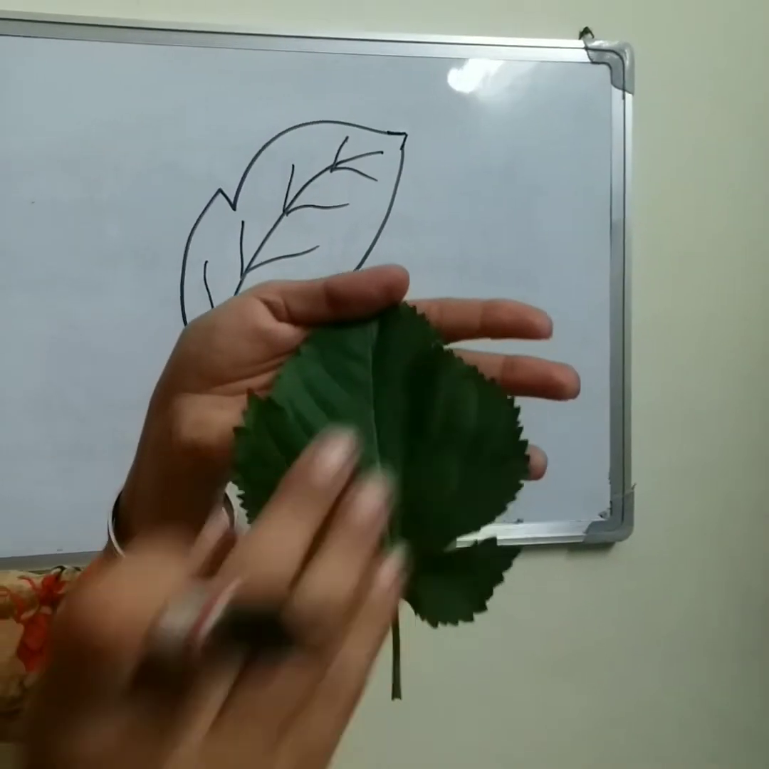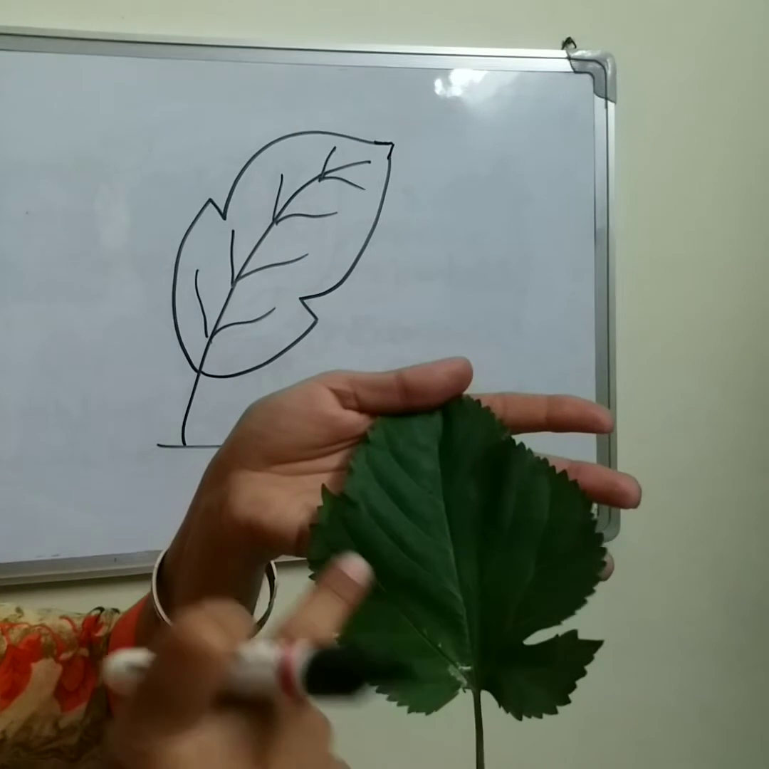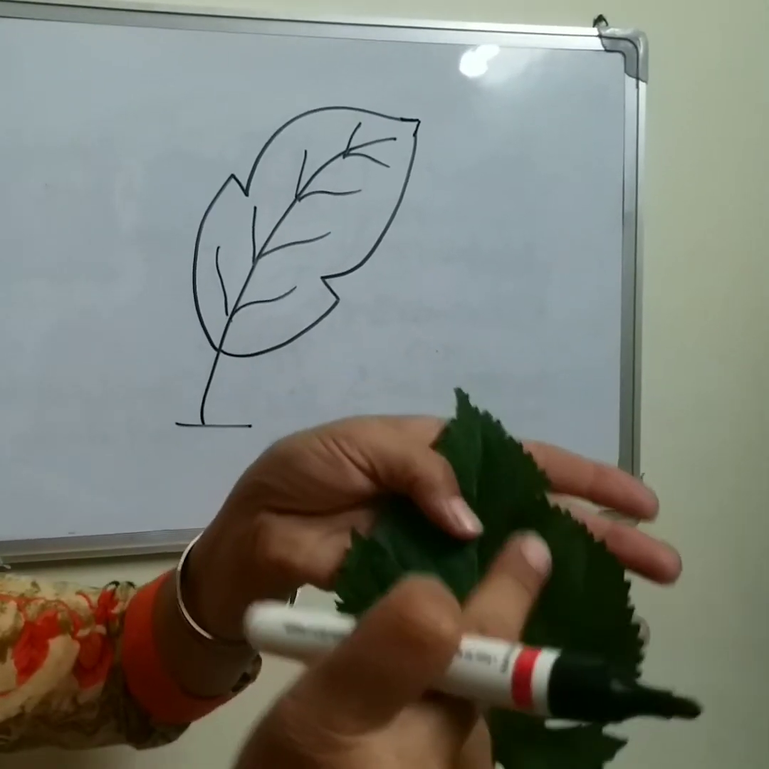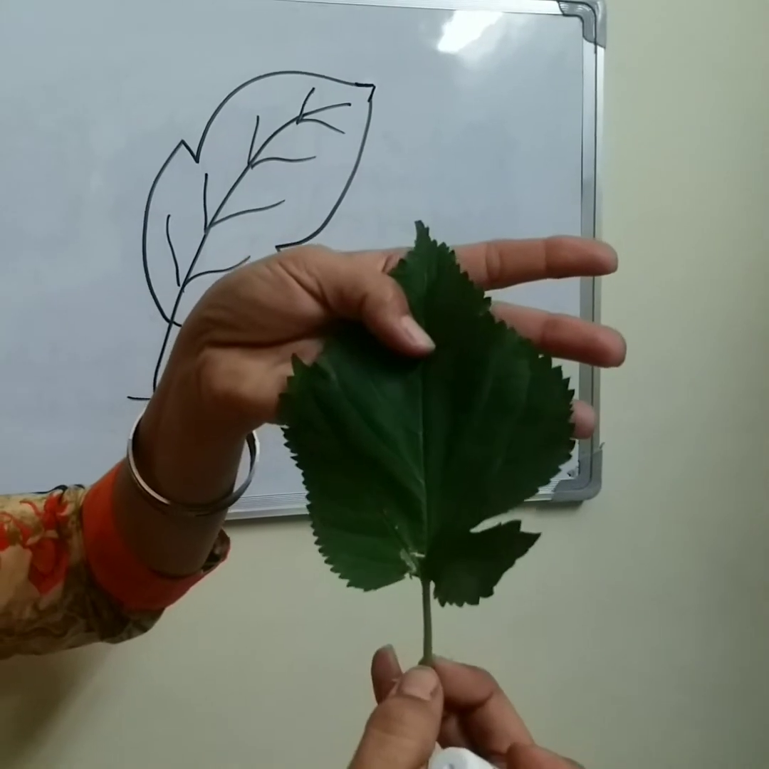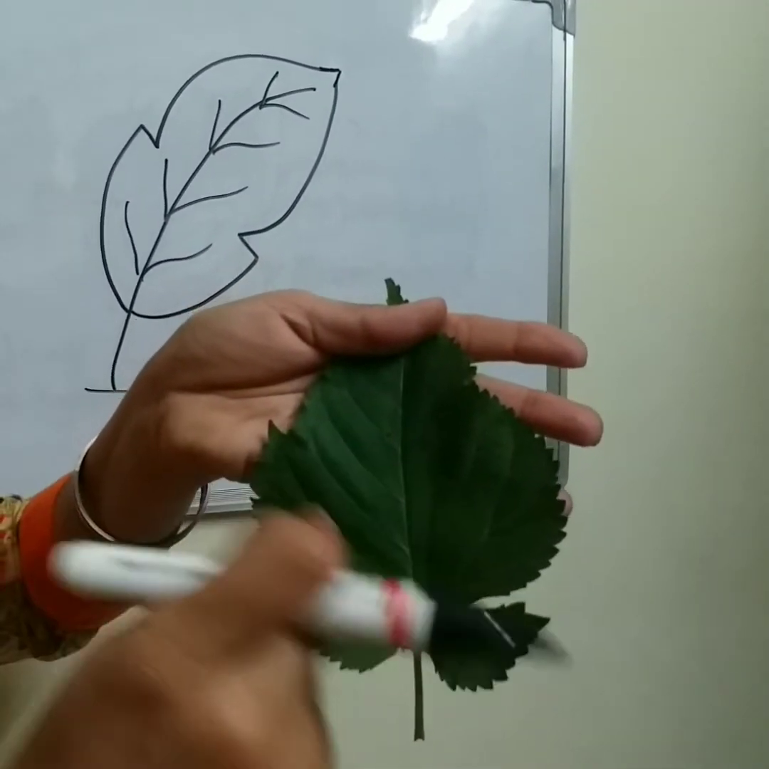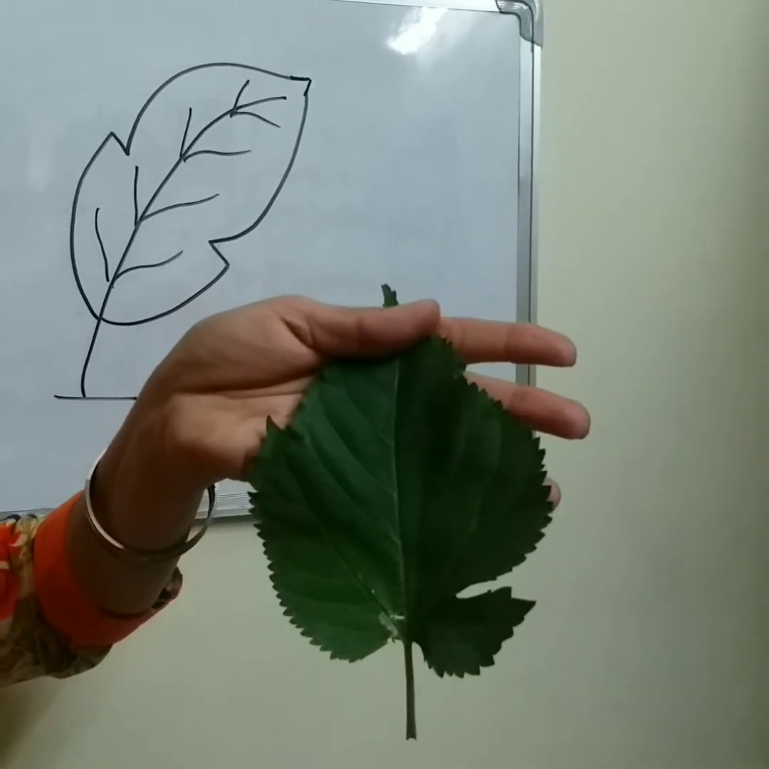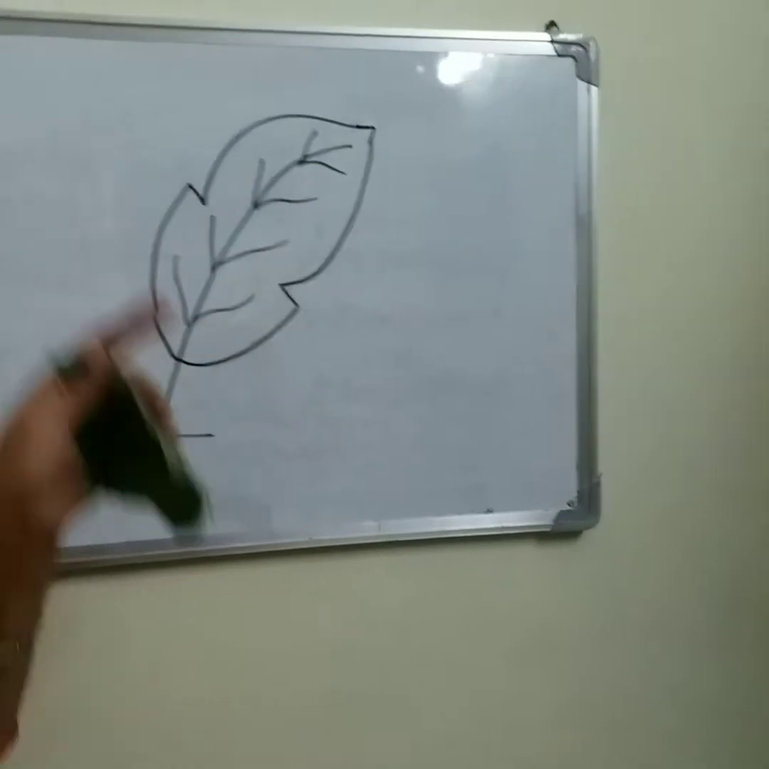So if we talk about the structure of a leaf, this flat green part is the leaf blade. This is the leaf apex. This is the leaf stalk. This is the midrib. And these are the side veins. Now we will try to find these parts in our diagram.